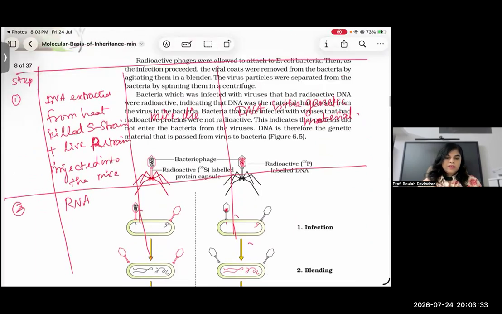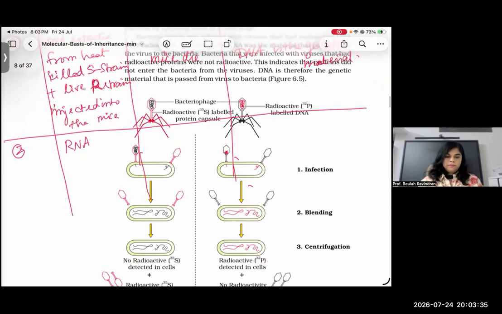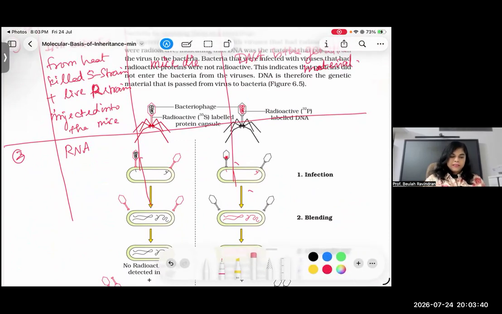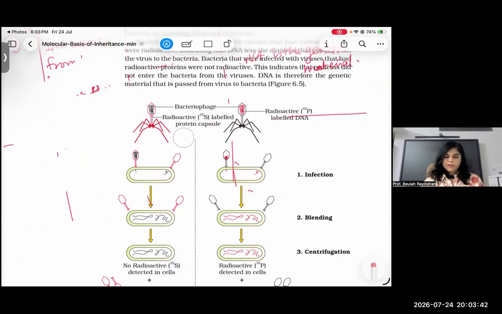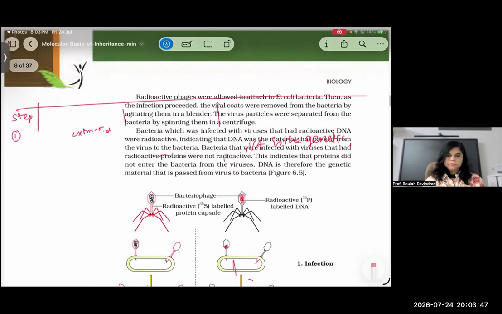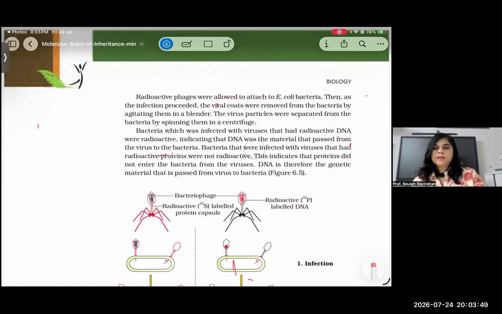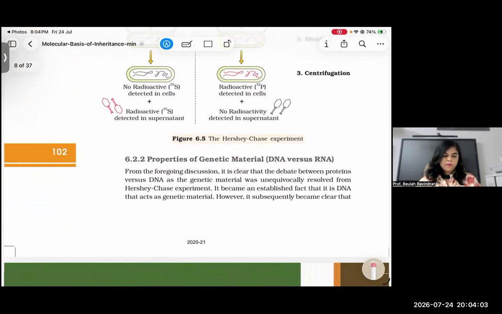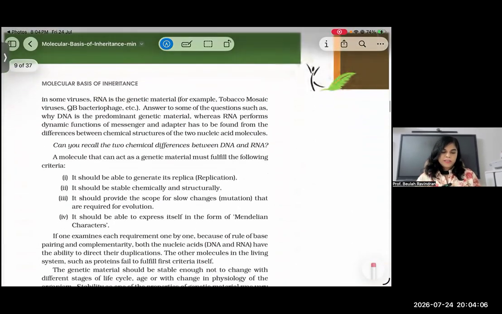I'll explain this. See, this is the bacteriophage. This picture clearly shows all these things. This is the Hershey-Chase experiment. So what are all the steps involved in this Hershey-Chase experiment? I will explain it to you right now.